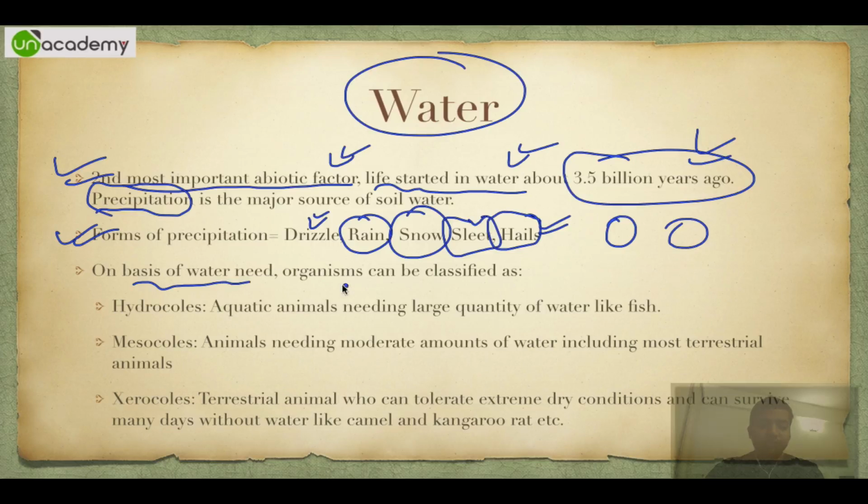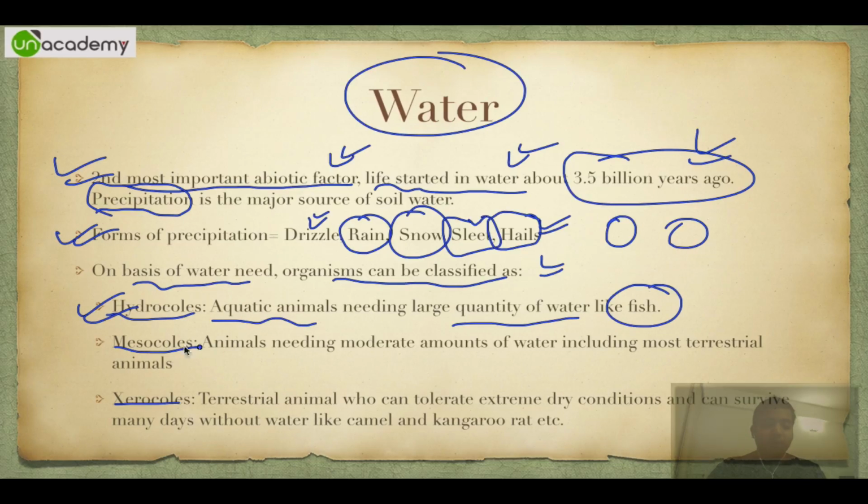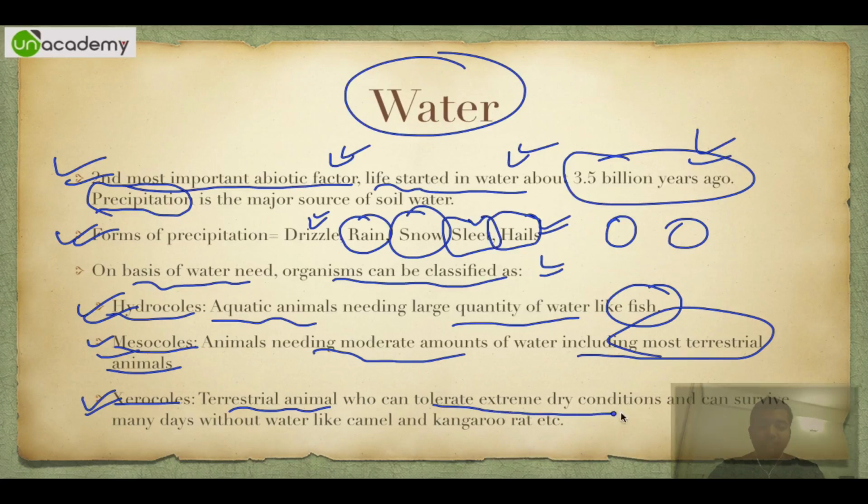On the basis of water need, organisms can be classified as hydrocoles, mesocoles, xerocoles. Hydro means water loving, so aquatic animals needing a large quantity of water, like fish. Mesocoles, like man, are animals needing a moderate amount of water, including most terrestrial animals. There are certain xerocoles. Xero means dry, so as in xerophyte, xerocole is always related to desert. These are terrestrial animals who can tolerate extreme dry conditions and can survive many days without water, like camel, kangaroo, rat, etc.